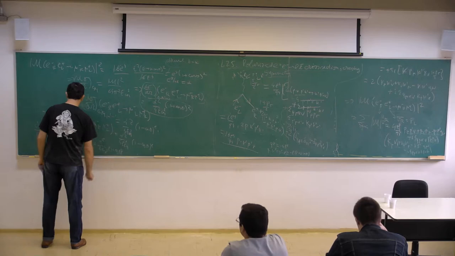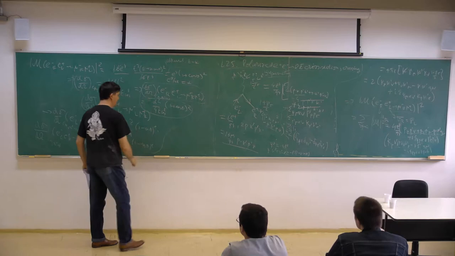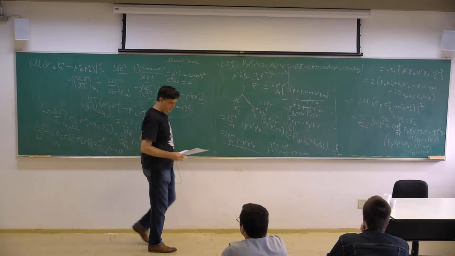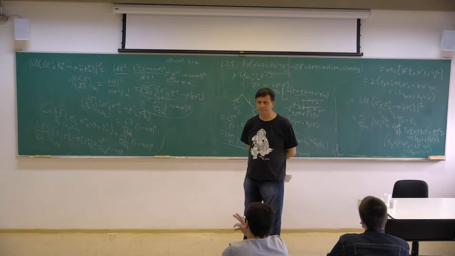Right, so all of these are the only non-zero possibilities. And these are the corresponding polarized cross sections. So you always have to have different helicities in the initial and final part? Right. This is what I said.